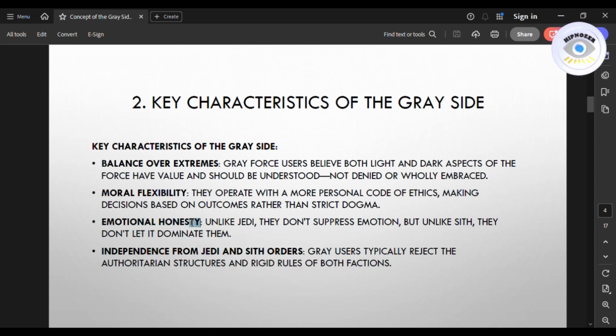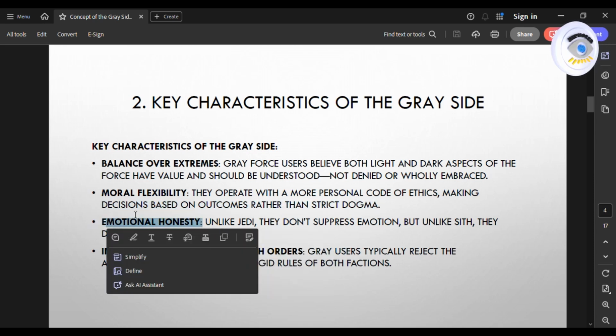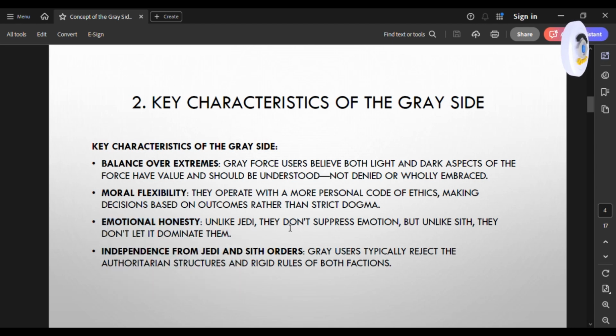And then we have honesty. Yes, we try to be honest, and that includes not suppressing the emotions, but on the other hand we don't want them to dominate. So the fourth one is the independence from the orders, and that's pretty important.